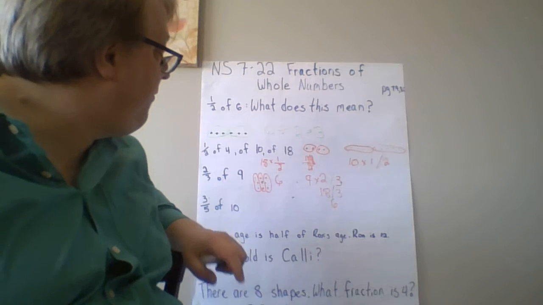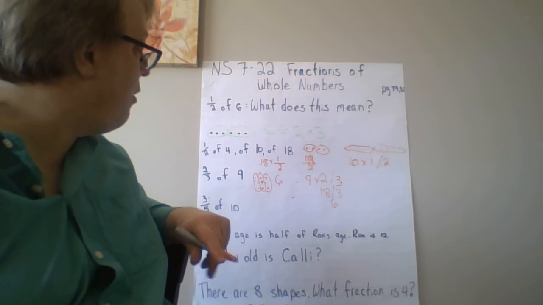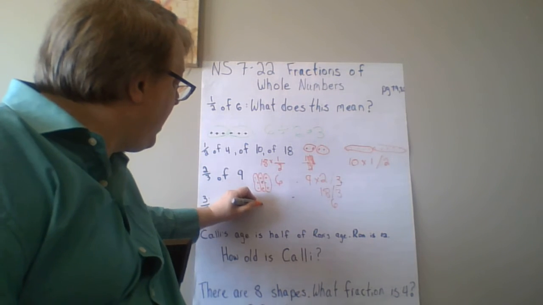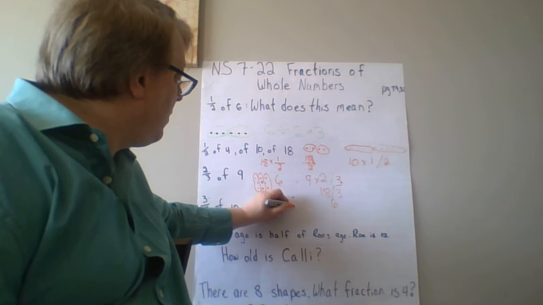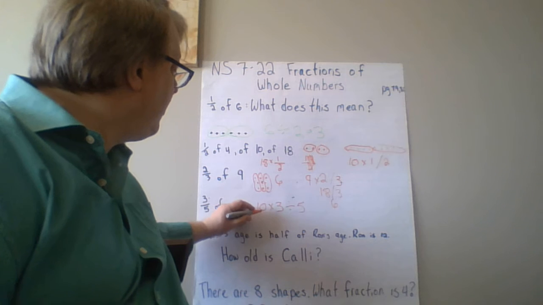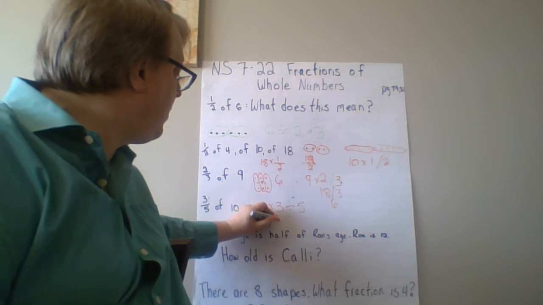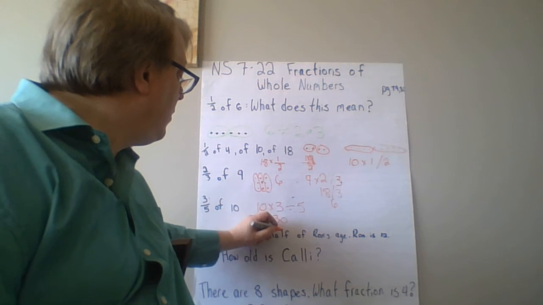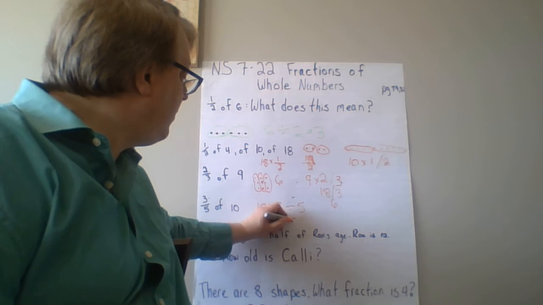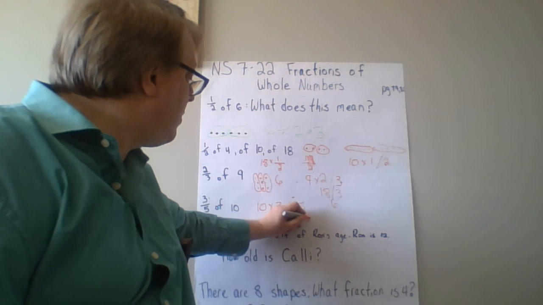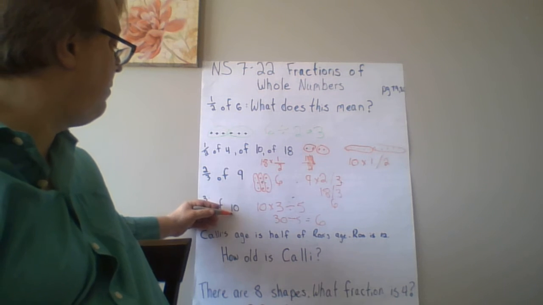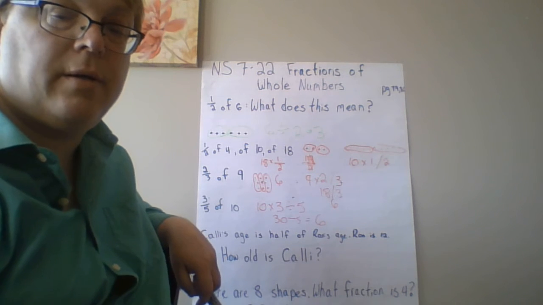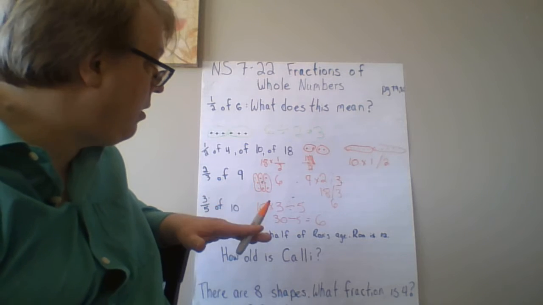Let's do 3/5 of 10 just arithmetically. 10 times 3 divided by 5. 10 times 3 is 30, divided by 5 is 6. Oh, look, 3/5 of 10 is 6. So far, so good.